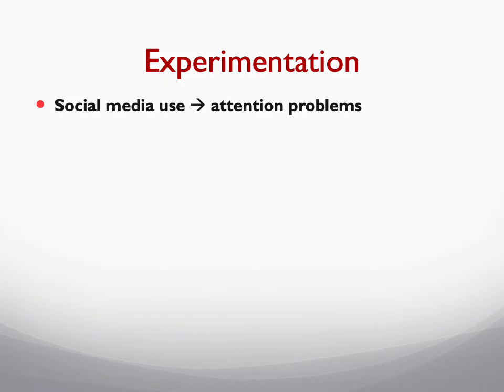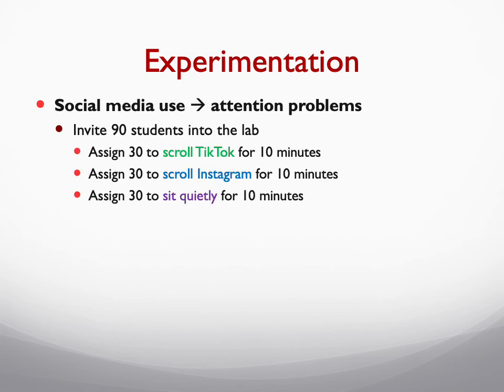Continuing with this example of social media use and attention problems, I might invite 90 college students into the lab, and I might assign 30 of them to scroll TikTok for 10 minutes. I might assign 30 of them to scroll Instagram for 10 minutes, and I might assign 30 of them to sit quietly for 10 minutes. If my interest is social media use and attention problems, I might say that I have, in this case, two treatment groups.